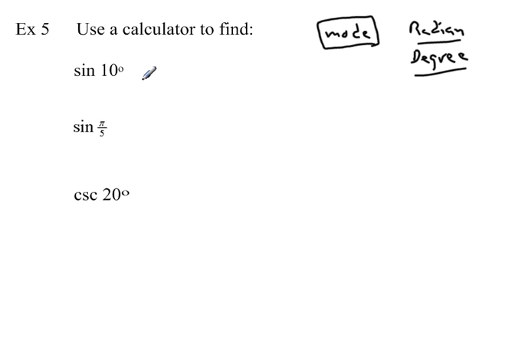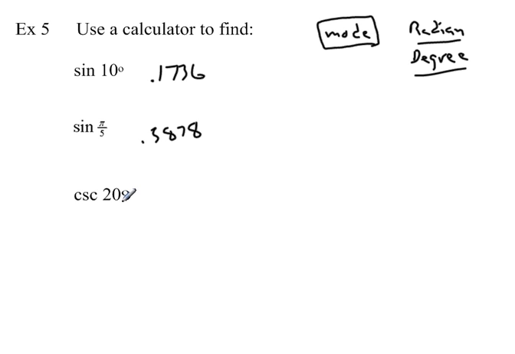Once it is, you can type in your calculator the sine of 10, and it'll give you an answer of 0.1736 or so. Now to do the second one, we have to press the mode key, change that mode to radian mode, and then we can type in there the sine of pi, and pi is over on the right hand side of your calculator screen, divided by 5, and you'll get something like 0.5878 or so.